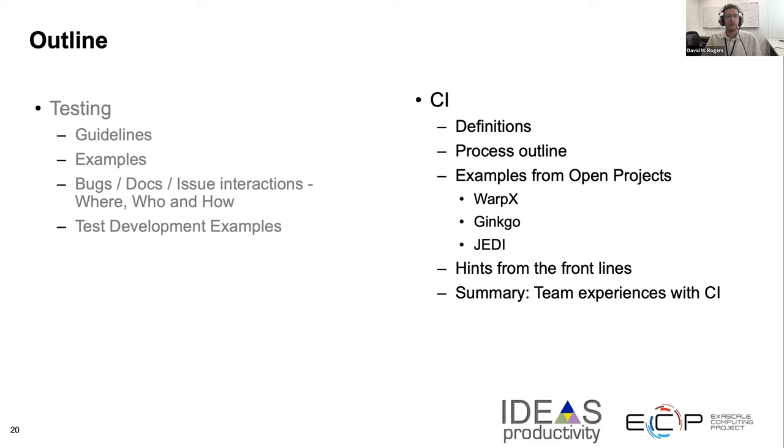For the CI part of this talk, first I'll go through definitions of continuous integration, the introductory material on CI, and then I'll give you a quick outline of how you would adapt CI, what it actually looks like. It's not too difficult. There's a file, and I'll show you the file. And then I'll go through some examples from open projects. The way that these projects have implemented their continuous integration is an interesting case to show us how things are working there. And then I'll give you some hints that I found, shout outs to code teams and interesting things that they're doing inside their pipelines that will give you ideas to help you build new functionality into your CI. And a summary that looks at experiences that some of the ECP teams have had implementing CI.